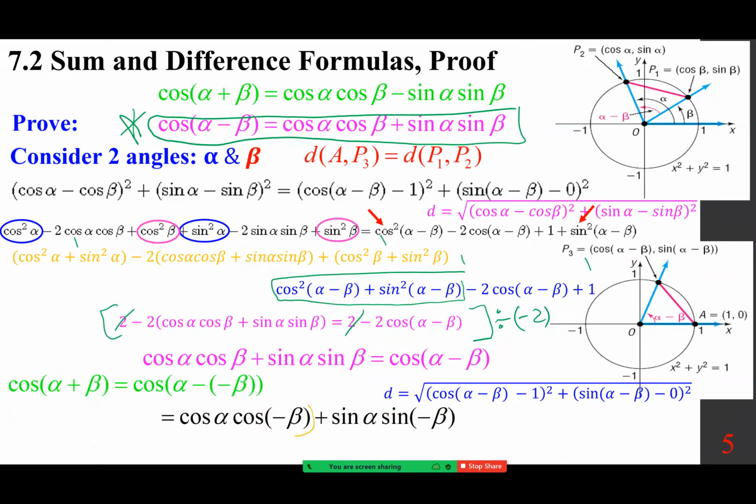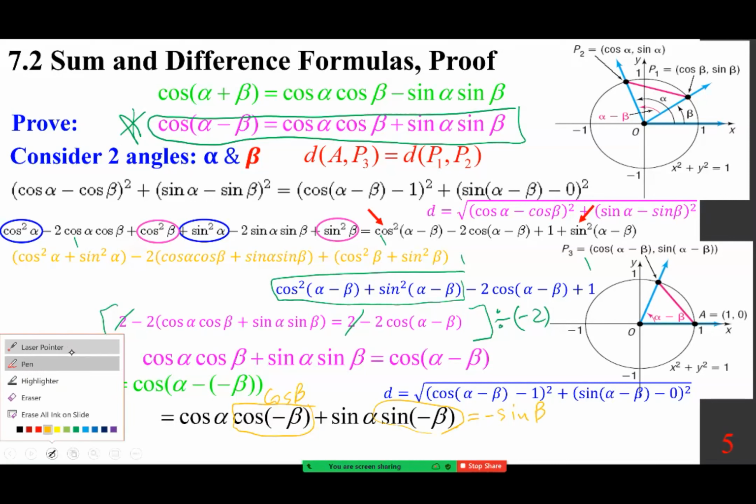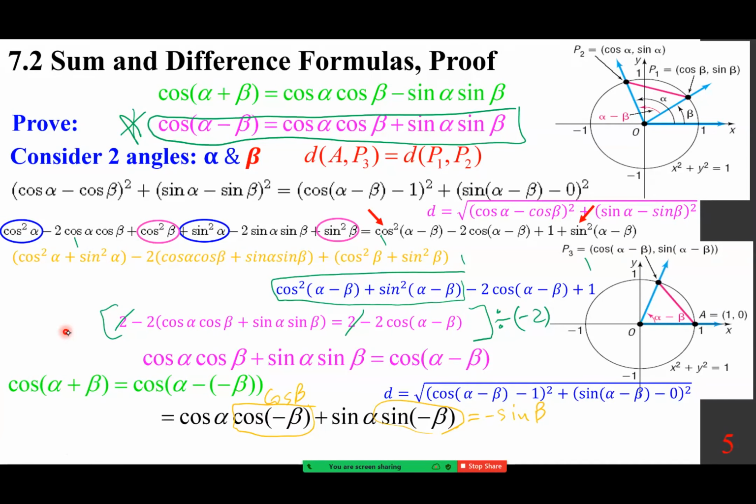But sine of negative beta, let me write it at the top of it. So this is the same as cosine beta. This is the same as minus sine beta, because sine is an odd function. In fact, all of the trigonometry functions are odd except cosine, and with that goes secant. Therefore, we proved cosine of alpha plus beta is cosine alpha cosine beta minus sine alpha sine beta. We proved the first one. All right.